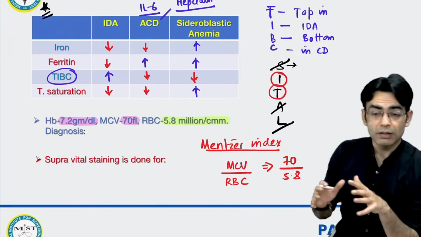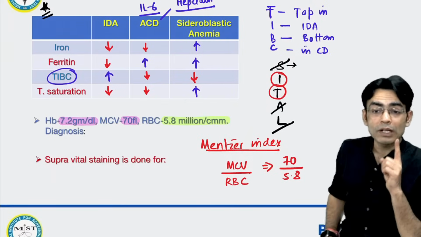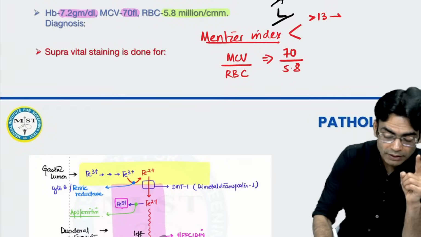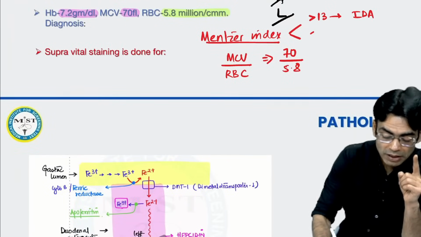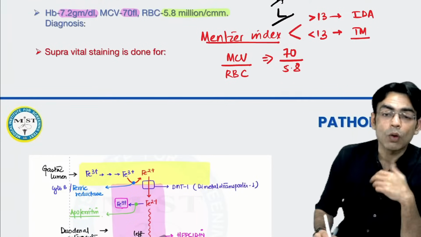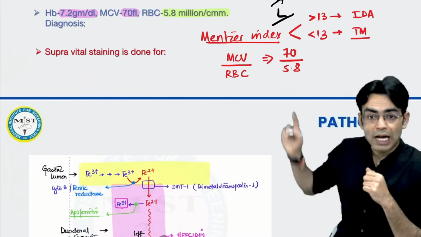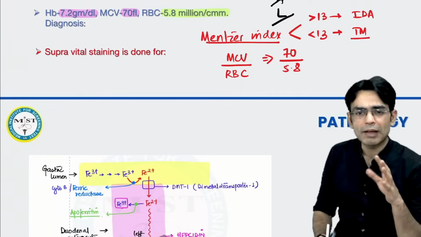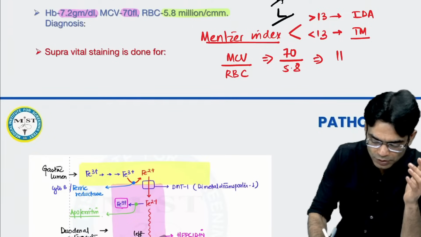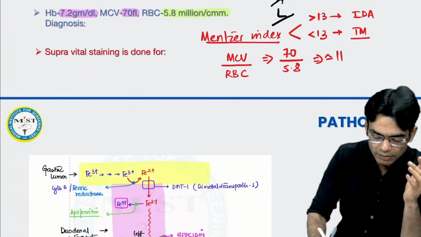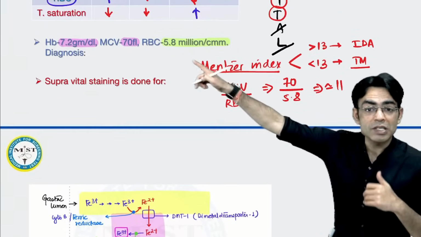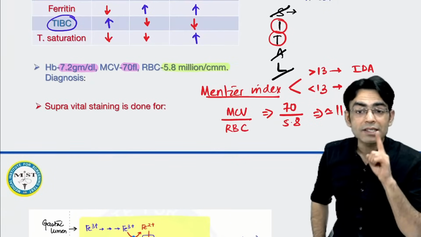तो लगभग if you see here, क्या हुआ था Mentzer index में? I told you that if it is more than 13, then the answer is IDA. But if it is less than 13, then the answer is thalassemia minor or thalassemia trait. So यहाँ पे अगर आप differentiation करते हो, so you know 70 by 5.8 लगभग 11 के आसपास कुछ आना चाहिए approximately. So less than 13 हो गया ना? So always see the RBC count. खाली MCV देख के आंसर नहीं करना है.